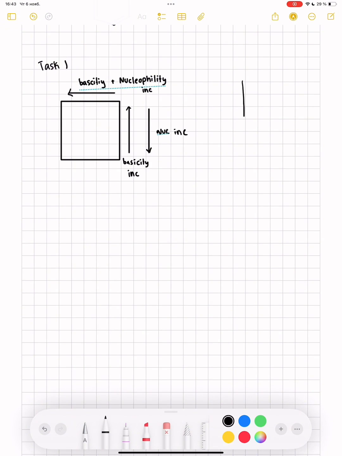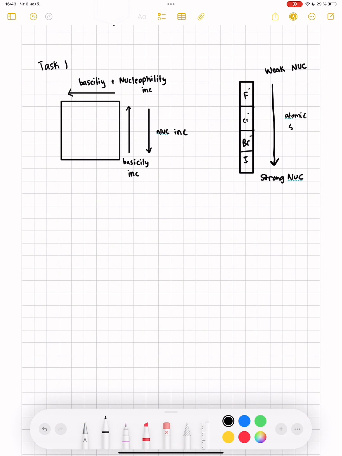So here I'm just going to draw a small column. Let me draw that again. Okay, so let me split this up into 4. So we're going to go fluorine, chlorine, bromine, and then iodine. So our weakest nucleophile, our most electronegative nucleophile is fluorine. This is going to be a weak nucleophile, but it goes opposite. It would be a very strong base. Iodine is going to be our strongest nucleophile, least electronegative, weakest base.